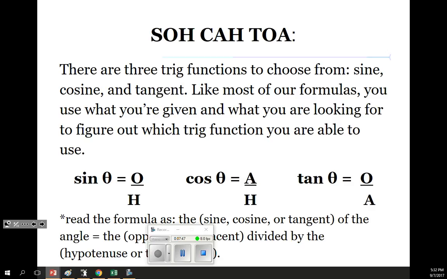Okay, so that's how we're going to know which one of these we're going to use. For example, if we're given an angle and the adjacent, and we're asked to find the hypotenuse, then we use cosine of the angle equals A divided by H. Or what if we're given an angle and the adjacent, and we're asked to find O? Then we would use tangent of the angle equals O divided by A.